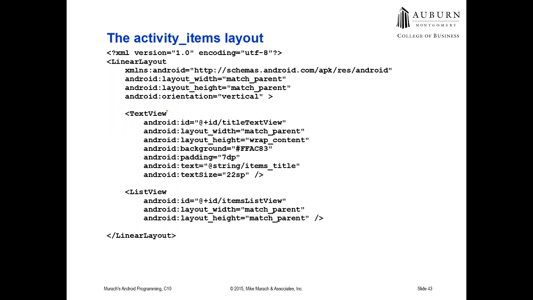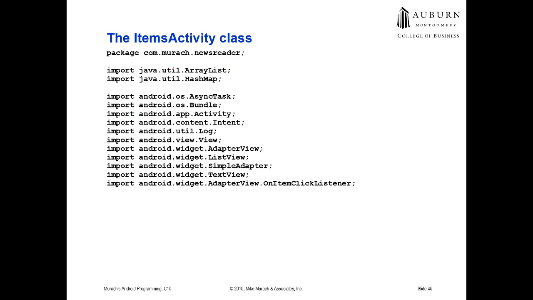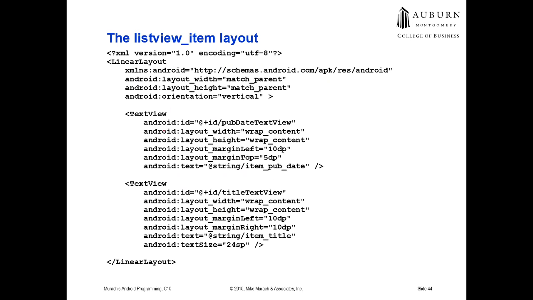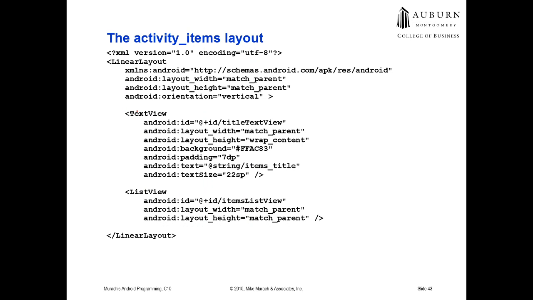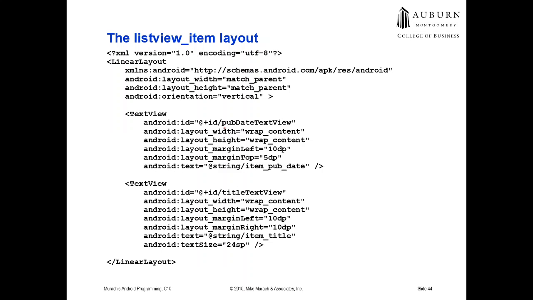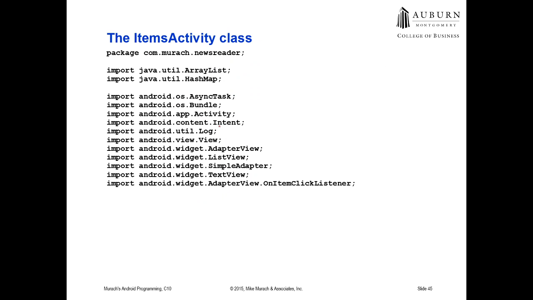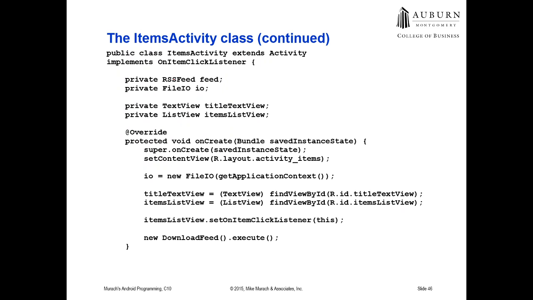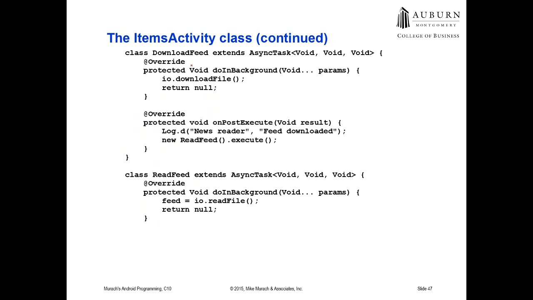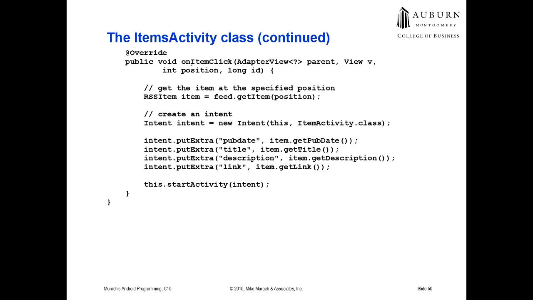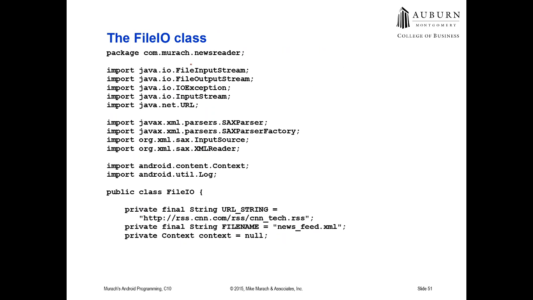Anyway, you can define the activity icon like this, and list view items like this, and you can define the items activity class. This shows the entire source for the items activity class. But I will provide the source code for you.